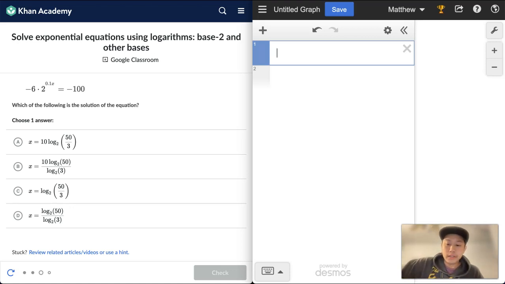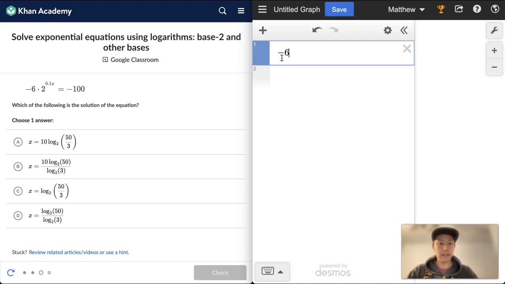All right, this practice is going to be on solving exponential equations using logs, specifically base 2 and other bases. Some of these questions are multiple choice. You might have the more complex log form of the number, or we might have to type the answer into the calculator and get a rounded decimal. Either way, we're going to use algebra and your exponential-log form conversion to solve these.